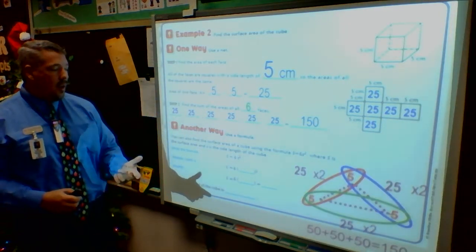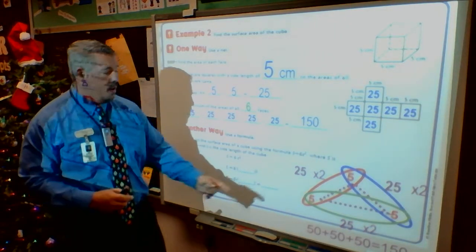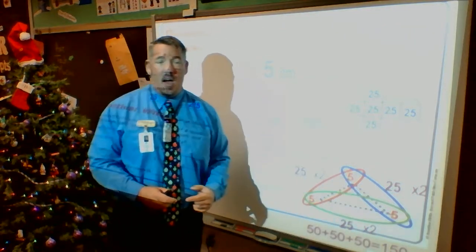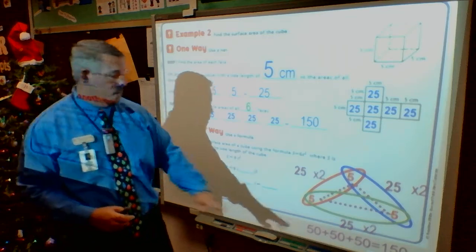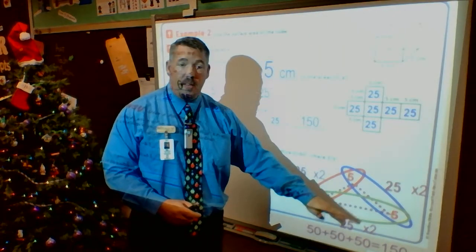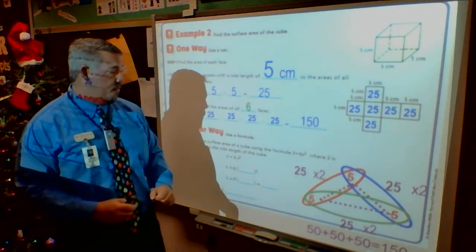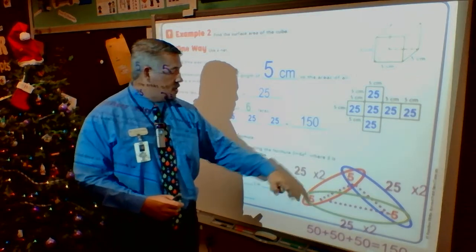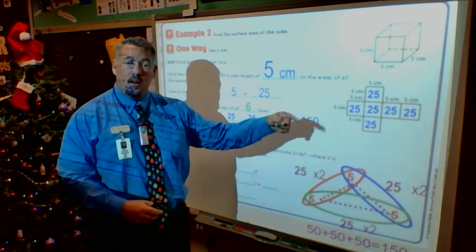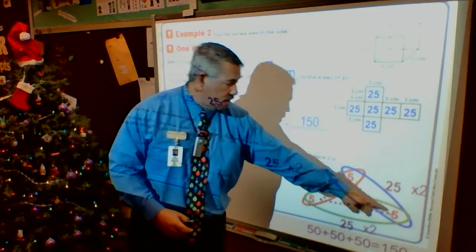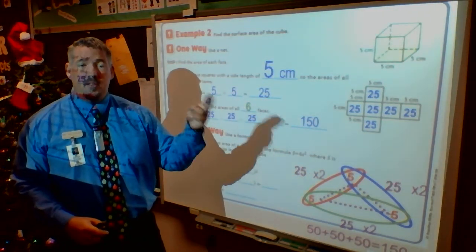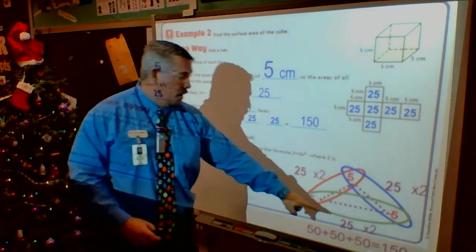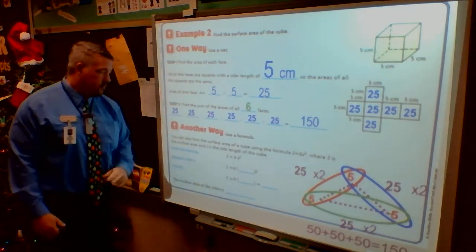If I do the triangle, it's still going to equal the same thing. I put my 5s, 5s, and 5s. I multiply them by sets, and then I always double it. So 5 times 5 is 25 times 2 is going to be 50, for each of the three sets. 50 plus 50 plus 50 gives me 150.